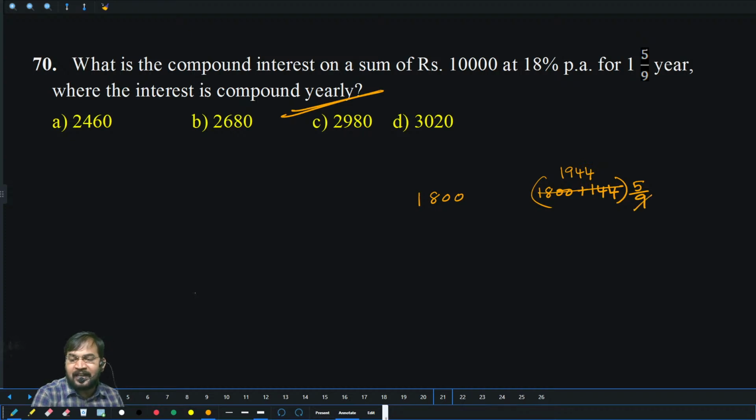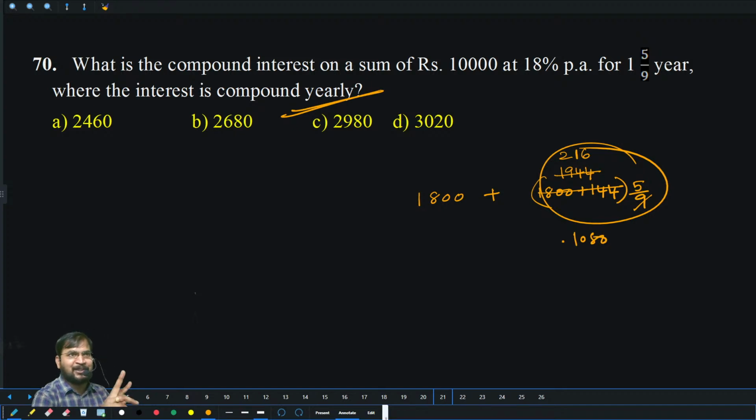So 1944. 9 twos are 18, the remainder will be 14. 9 ones are 9. 9 sixes are 54, so 5 times 216 is 1080. 5 times 200 is 1000, 5 times 16 is 80, plus 1000 is 1080. 1080 plus 1800 is 2880.